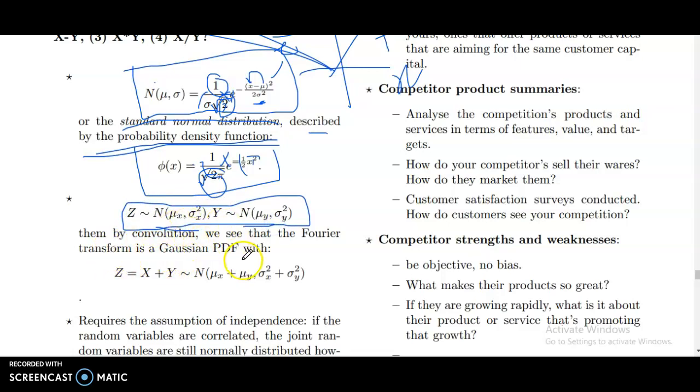Now by convolution, we see that the Fourier transform is a Gaussian PDF with z equal to x plus y, approximately equal to N of mu x plus mu y, comma sigma square x plus sigma square y.